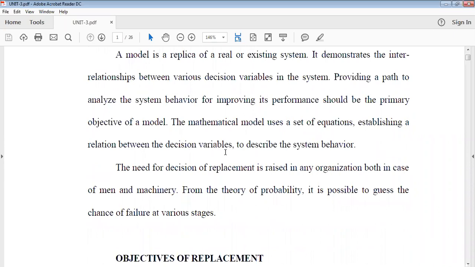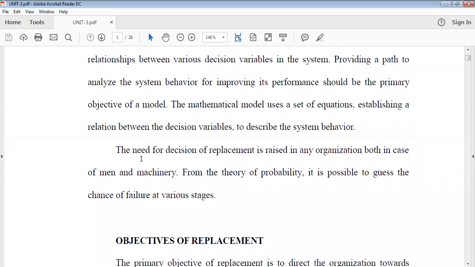So for every replacement, it is a wise thing to develop a mathematical model. According to the mathematical model, if you substitute the various decision variables, automatically you will arrive at a solution, and implementing that particular solution will be taken up by various departments. So like that, the replacement goes on. The need for a decision of replacement is raised in any organization, both in case of men and machinery.